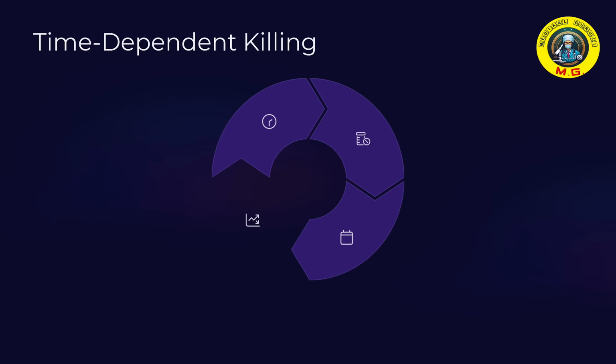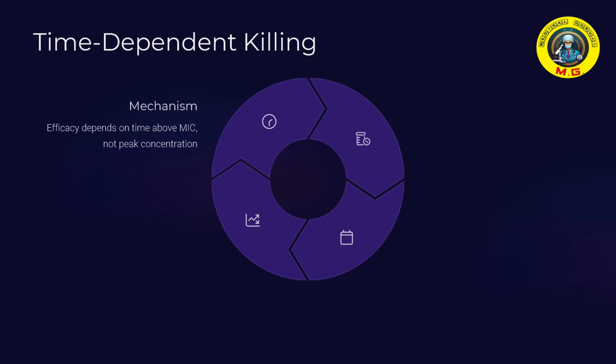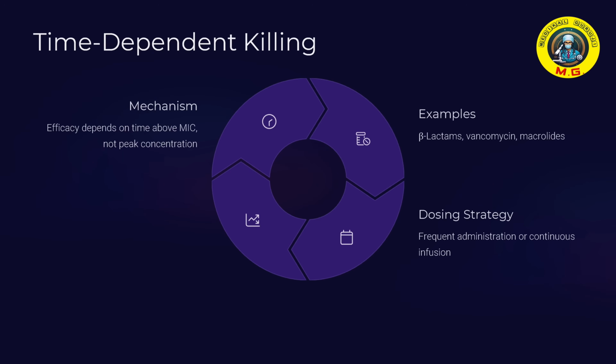Second is time-dependent killing. Time-dependent killing is the phenomenon where the efficacy of an antibiotic depends on the duration that its concentration remains above the minimum inhibitory concentration of the target bacteria. In this case, the longer the antibiotic concentration stays above the MIC during the dosing interval, the more effective it is at killing bacteria. The mechanism of action is that time-dependent antibiotics work by continuously inhibiting bacterial processes such as cell wall synthesis or protein synthesis over time.